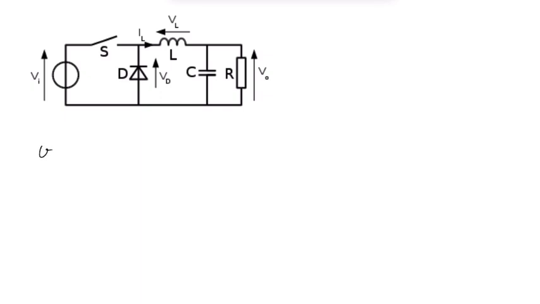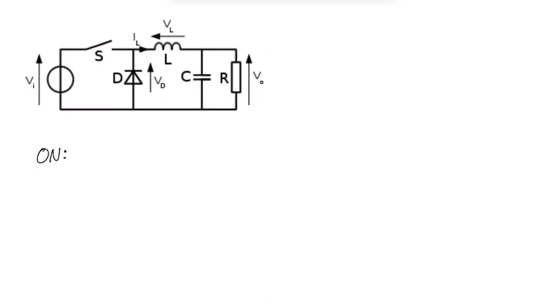What happens when it's on? So we just write on. So now the switch is closed. There we go, current through the switch. This means that the diode is reverse biased, and there we go, no current through the diode. So everything would go through the inductor and then into either the capacitance or the resistance, right?